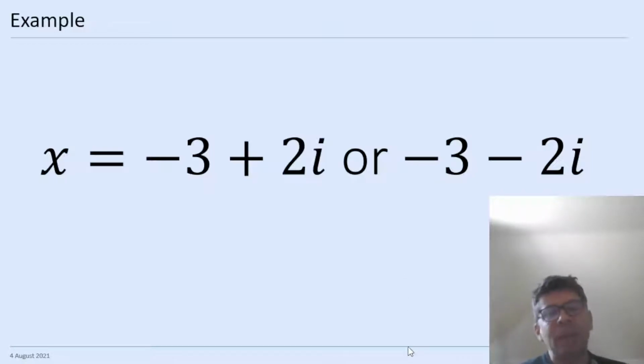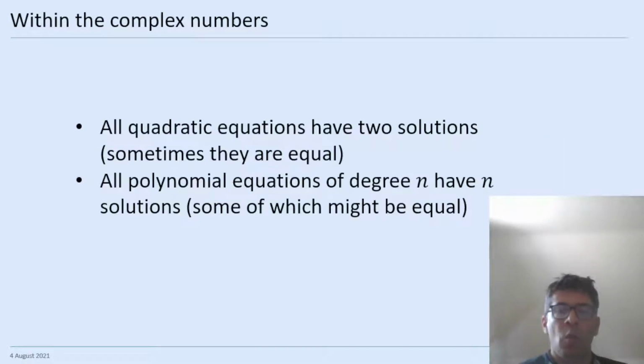Complex numbers is just a name. I mean, it's a cute name, but it's important to not read too much into a lot of names in mathematics. They're just labels. So here, anyway, complex numbers are anything that's a combination of a real and imaginary number. Within the complex numbers, all quadratic equations have two solutions.